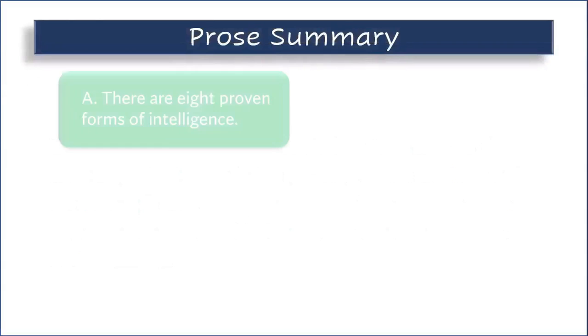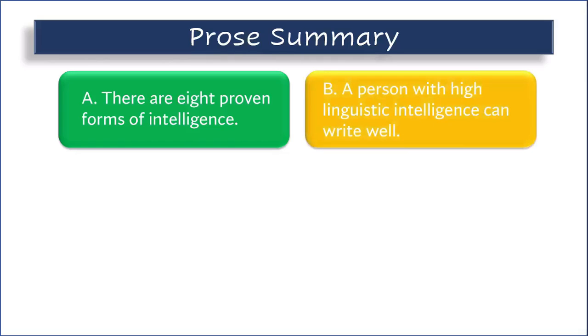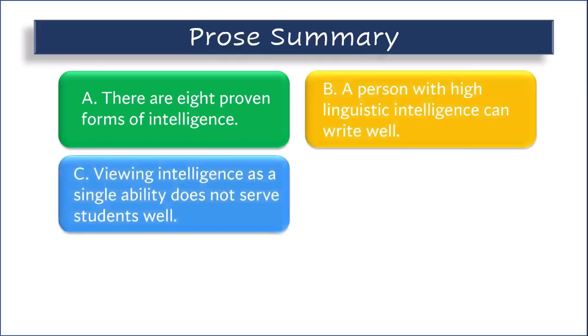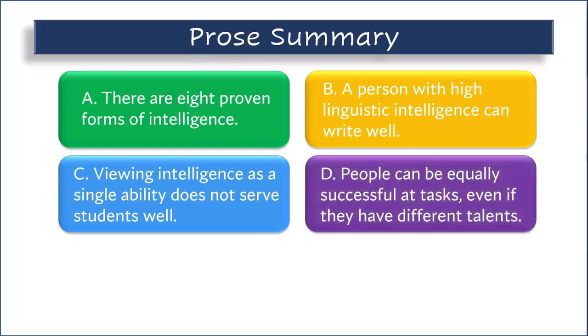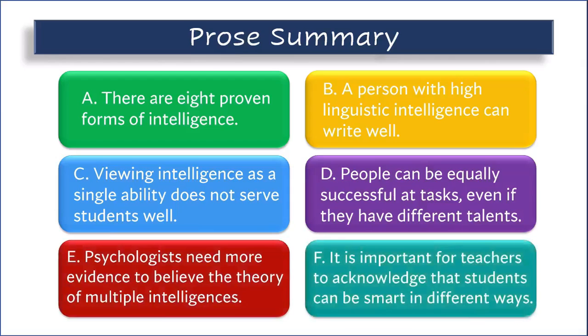A. There are 8 proven forms of intelligence. B. A person with high linguistic intelligence can write well. C. Viewing intelligence as a single ability does not serve students well. D. People can be equally successful at tasks even if they have different talents. E. Psychologists need more evidence to believe the theory of multiple intelligences. F. It is important for teachers to acknowledge that students can be smart in different ways.